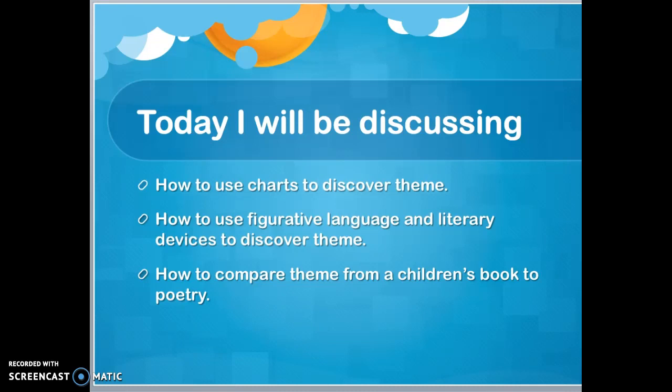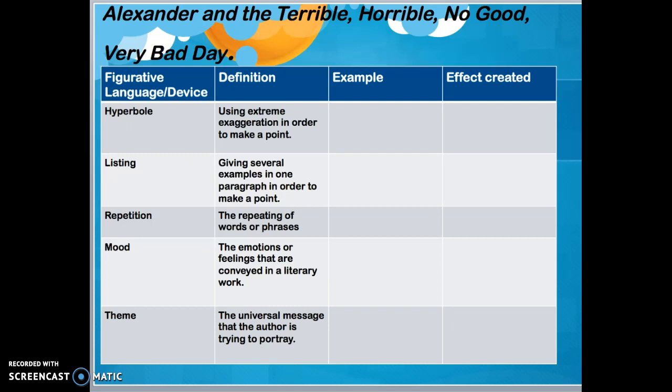The book I really like to use is Alexander's Terrible, Horrible, No Good, Very Bad Day by Judith Viorst. It's a really good book because it's a theme that we can all identify with. When I first start this lesson on how to find theme, I pass out this chart and I go over the story. I read it to the students. They have a typed copy with them so they can follow along.